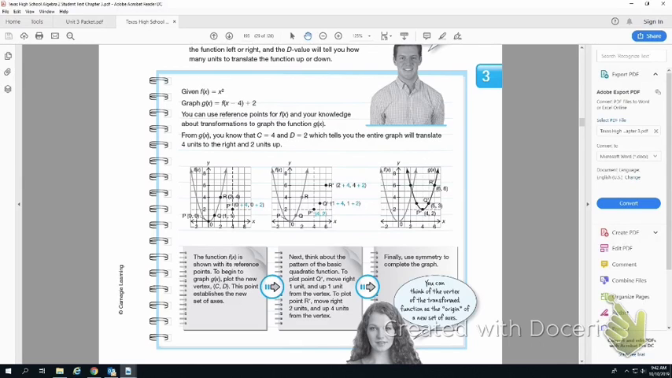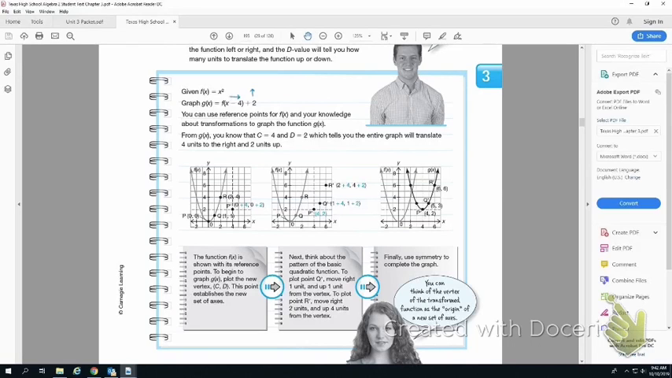So this is another part that gets a little wordy. I'm just going to explain to you the gist of this. You've got the parent function, and it's asking us to apply these two transformations to it. That minus 4 is going to move it which direction? Right 4. And then the plus 2 is going to move it which direction? Up 2. So right 4, up 2.